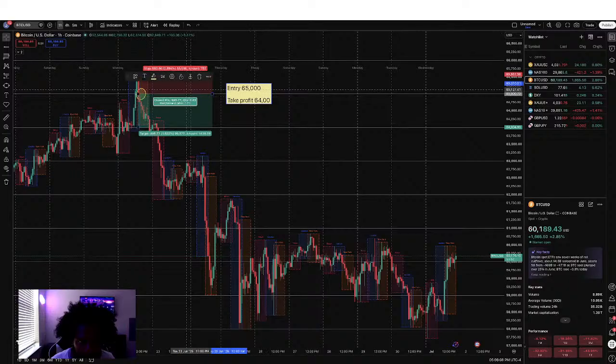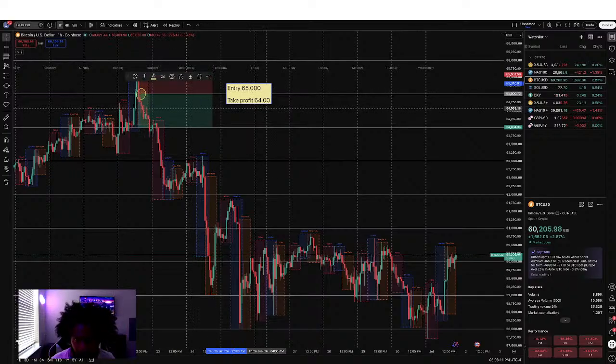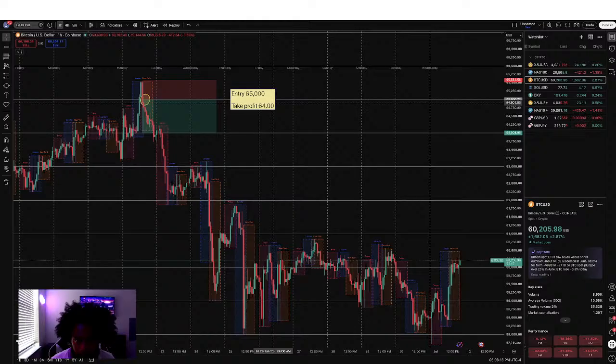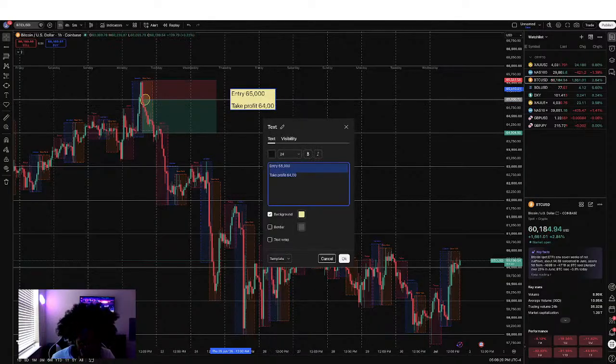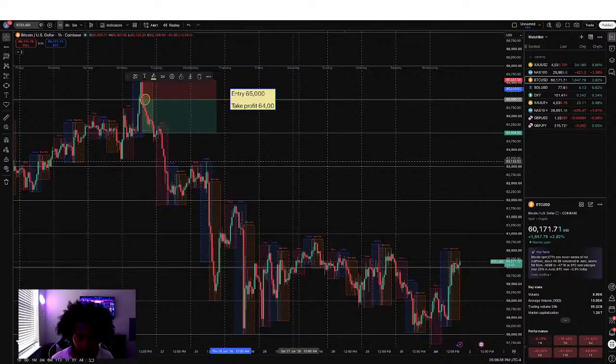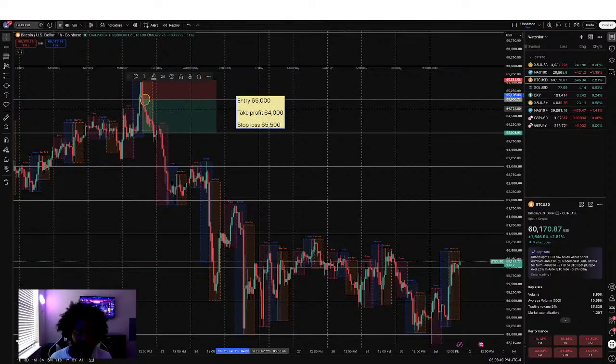So now let's say I would have taken this entry right here. Okay, then the stop loss would have been around 65,500. Boom.